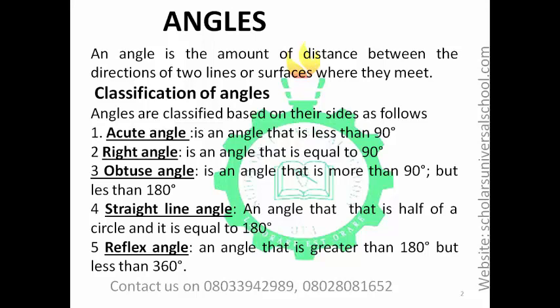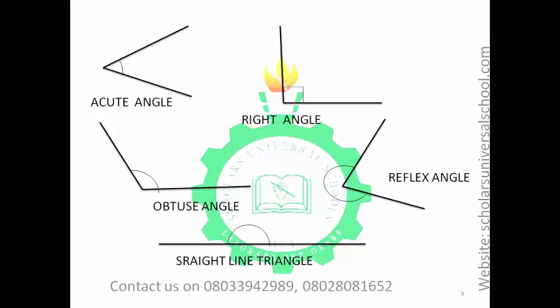Here are the pictures of those angles I've mentioned. Acute angle, can you see that it is less than 90 degrees? This is right angle, perpendicular angle, it is angle at 90 degrees. Obtuse angle, this angle is more than 90 degrees, but what? It is less than 180 degrees.